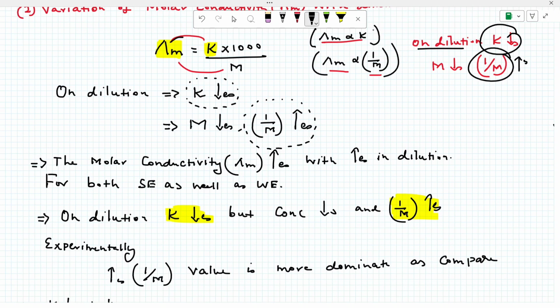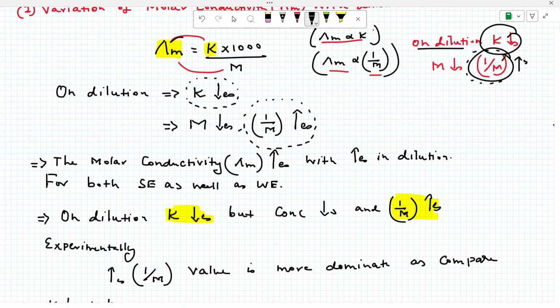Therefore, the increase in 1 by M is greater compared to the decrease in K value. Understand? So as this value increases, the decrease in K is smaller. So molar conductance depends only on 1 by M, not on the kappa value. So on dilution 1 by M increases, therefore lambda m also increases. You got the point? This is an experimental investigation. Okay.